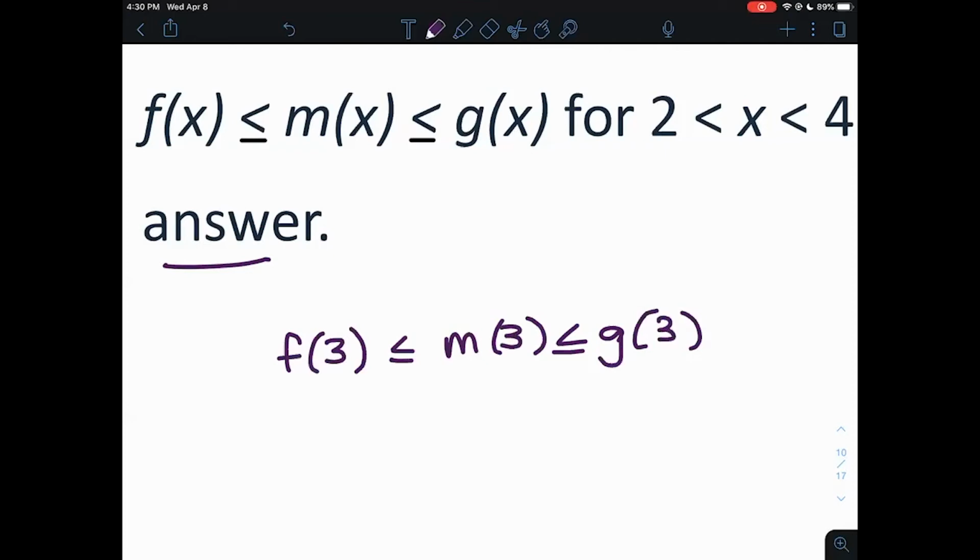And now from the information that we were given, I know that f of 3 is 5, and I know that g of 3 is 5. If m of 3 is between these two identical values, then that means that m of 3 is equal to 5. And if you know these processes or ideas by words, this is the squeeze theorem.